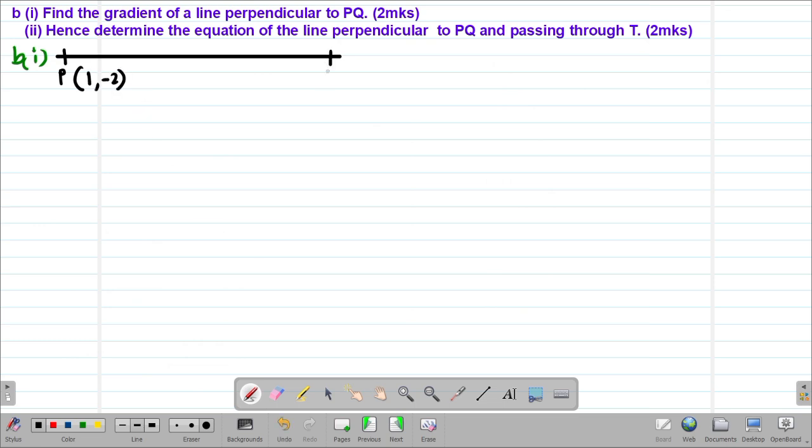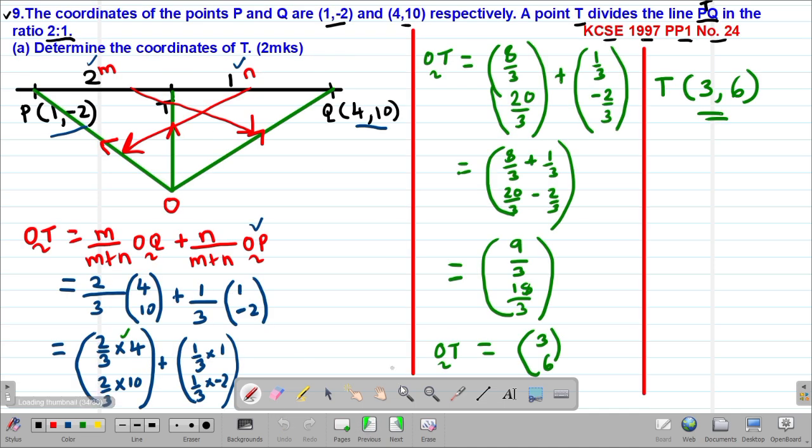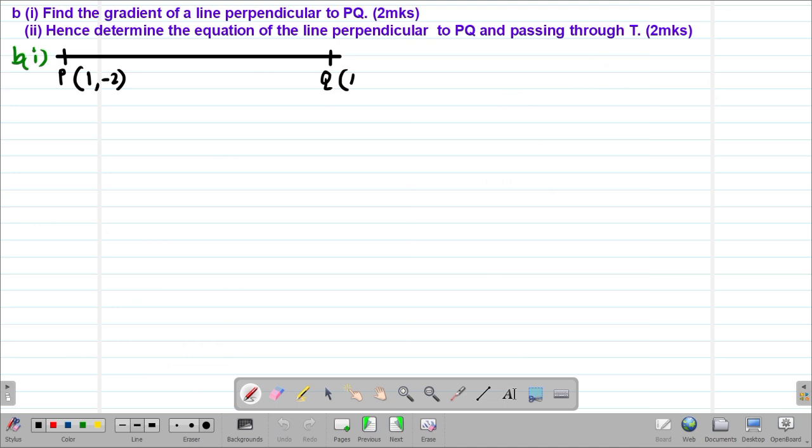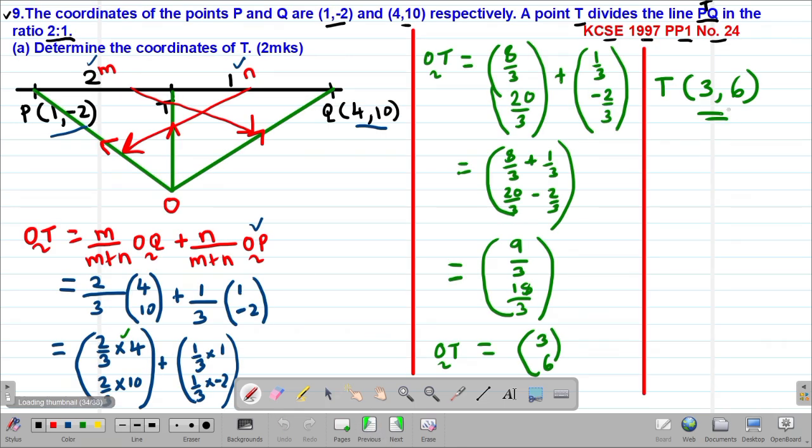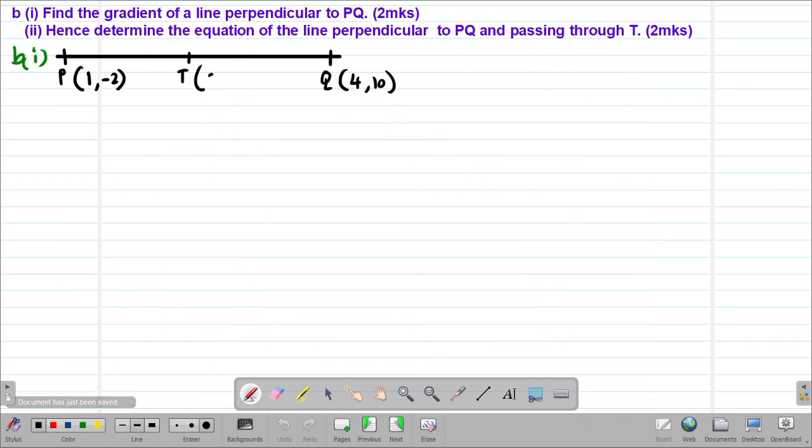Then Q had the coordinates of Q as 4, 10. So this is 4, then of course 10. Then we are having this particular point T, which is dividing this particular line, whose coordinates we found to be 3, 6. So this is 3, then of course comma 6.